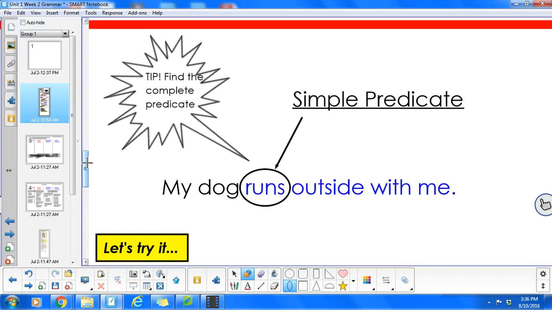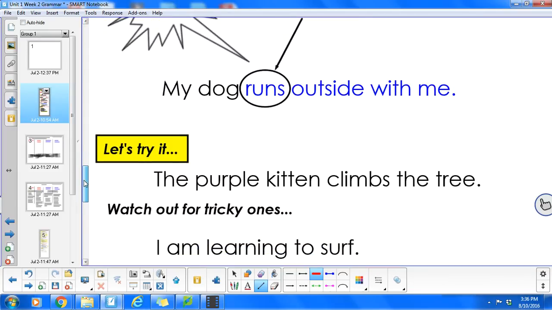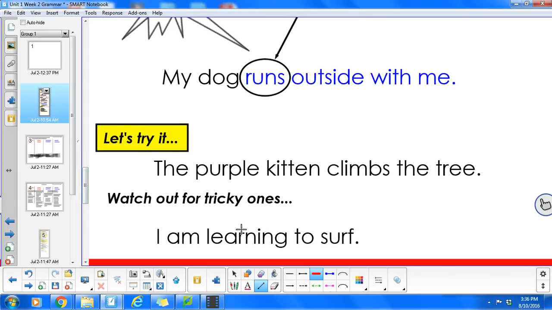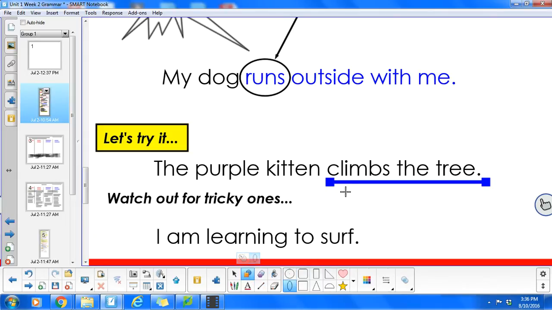Well, what about predicates? Just like before, we find the complete predicate, and then we look for the word that the thing is actually doing, like runs. Sometimes it might be another kind of verb, like is. Let's try one. The purple kitten climbs the tree. So we find the full predicate, climbs the tree, and then we look for what exactly is the purple kitten doing. She's climbing. So we have climbs.